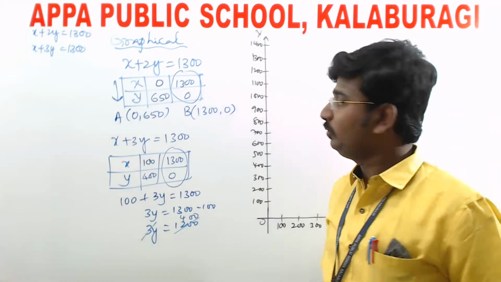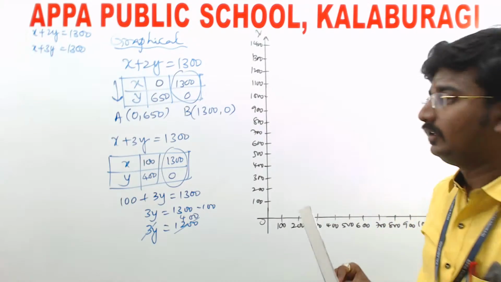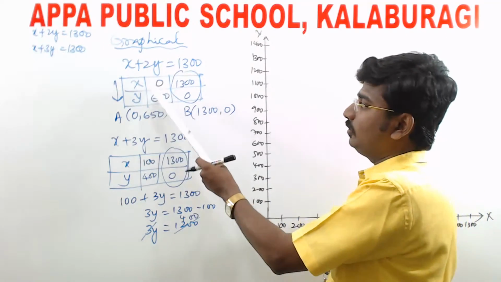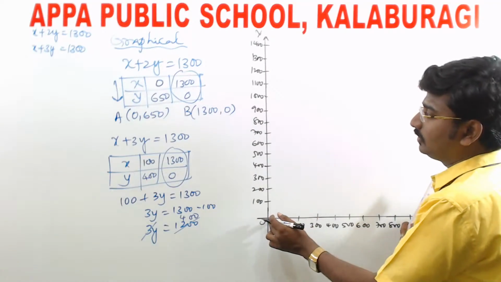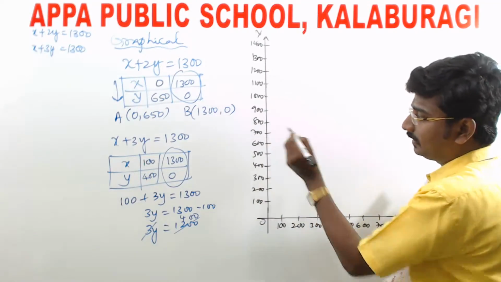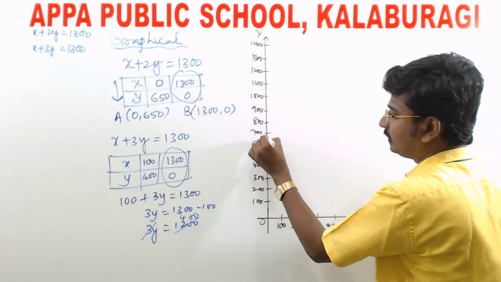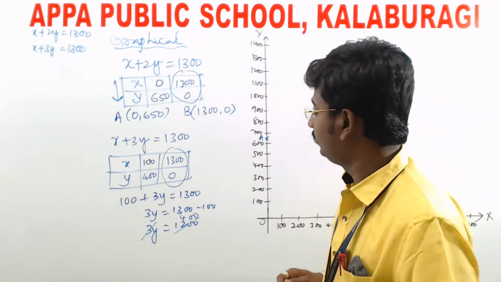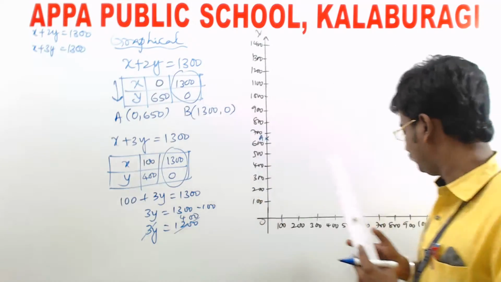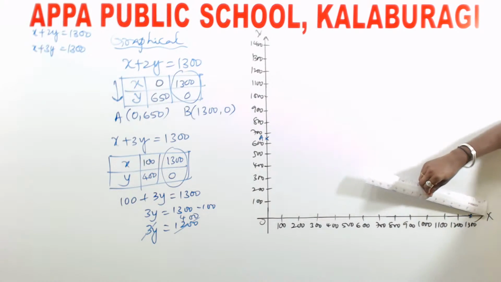Okay. Now, first point, I hope this is clear to everyone. So (0, 650) is point A, on the y-axis exactly at the midpoint. Let me use blue color. So this is point A, my dear students. Point B, if you look at it, is (1300, 0). So 1300 is somewhere here. This is point B. You can join these two.